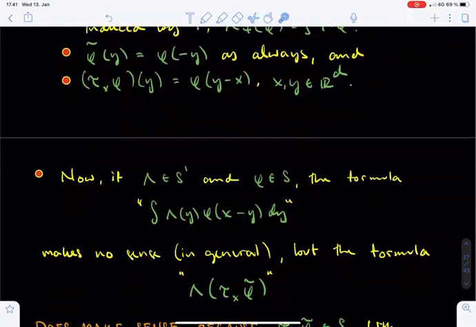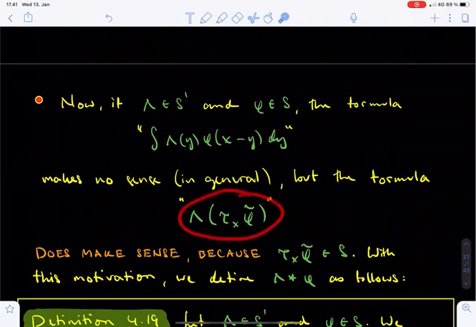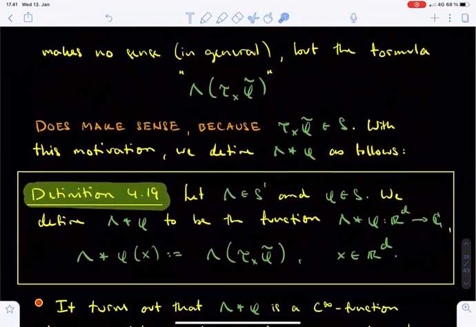Now we are ready to define the convolution between a tempered distribution lambda and a Schwarz function phi. Note that the usual integral formula for convolution, namely the integral of lambda at y times phi at x minus y dy, would make no sense if lambda is not a function. However, the final expression we saw above makes perfect sense: lambda evaluated at the Schwarz function tau x of tilde phi. Indeed, tau x of tilde phi is just another Schwarz function, and we can hit it with the distribution lambda. We take this formula as the definition of convolution, definition 4.19.